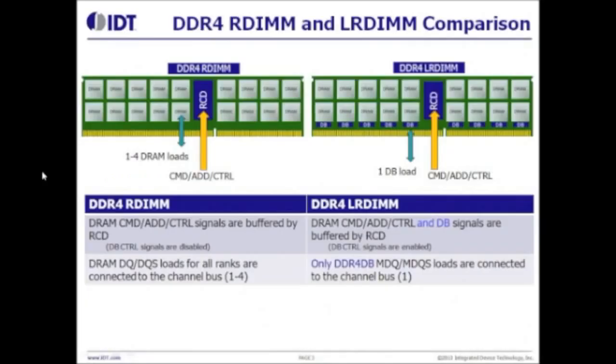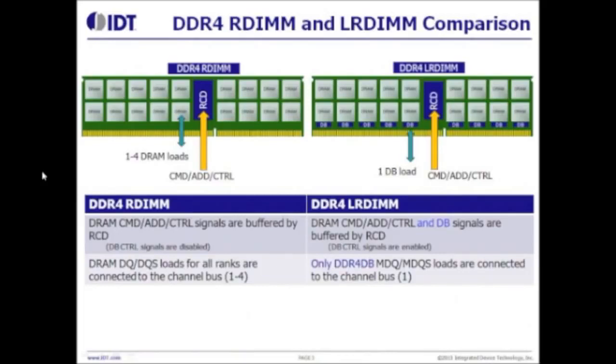First, I'm going to compare DDR4 RDIMM with DDR4 LRDIMM. On the RDIMM, all commands, address, and control are buffered by the register. Here shown as the device in the middle of the RDIMM with the acronym RCD, which stands for Registered Clock Driver. That's the acronym used by the industry. However, as you can see, the data outputs from the DRAM are not buffered on the RDIMM.